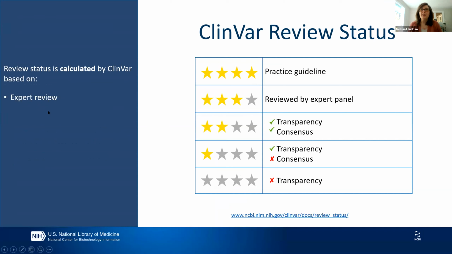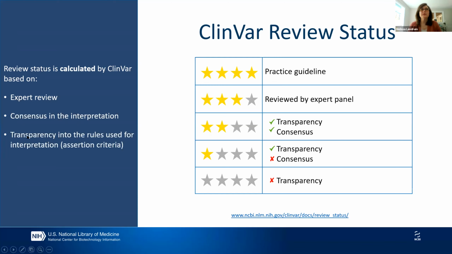If a variant has not been reviewed by an expert group, we then look to see if there's consensus in the interpretation. And then we look to see if we have transparency into the rules that our submitters have used for interpretation. And so that refers to assertion criteria. That's the document that we ask for in ClinVar submissions that describes the categories that you use to classify variants and what criteria you need for each category.